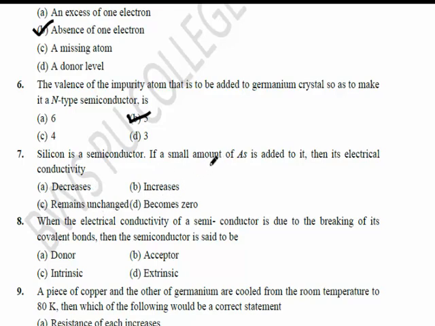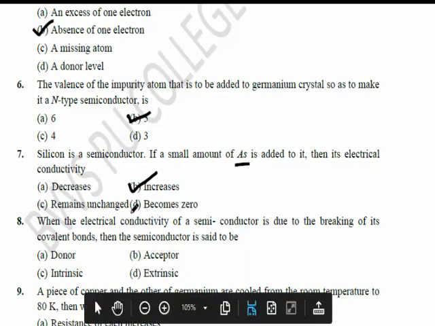Very simple answer. Arsenic is an impurity. If you add more and more impurity to the semiconductors, its conductivity automatically increases. Means option is B. The semiconductor conductivity increases by adding the impurities. So seventh is B.